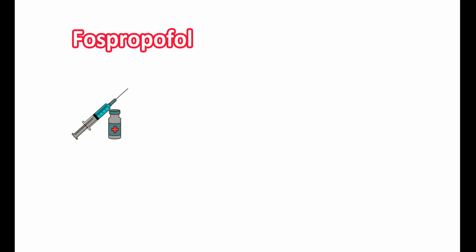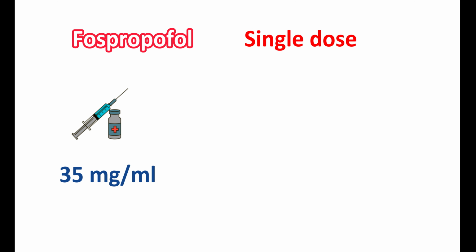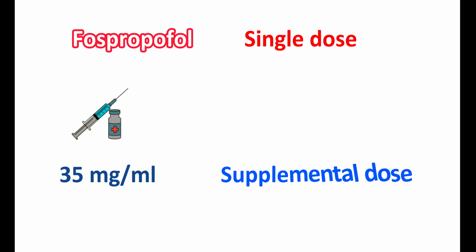How is it given? Fospropofol is available as a single-use vial. The solution for intravenous administration contains 35 mg of Fospropofol disodium per each ml. A single dose administration is sufficient to induce the sedation. However, in a few people, based on the requirement and the level of sedation, a supplemental dose may be given. But before giving the supplemental dose, the patient should demonstrate purposeful movements in response to either verbal or light tactile stimulation. The supplemental dose should be used at the lowest amount possible.